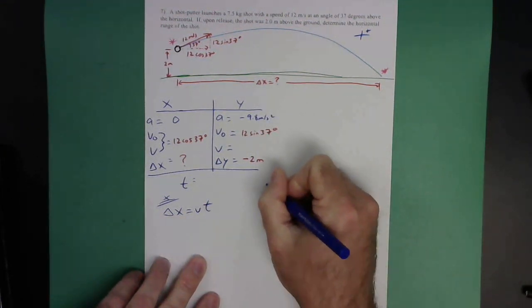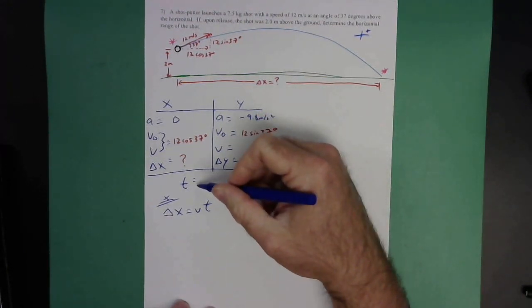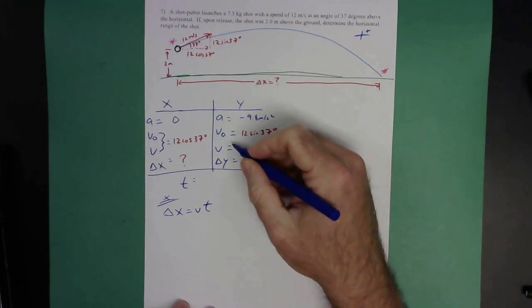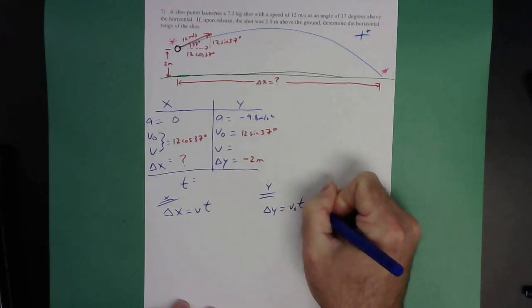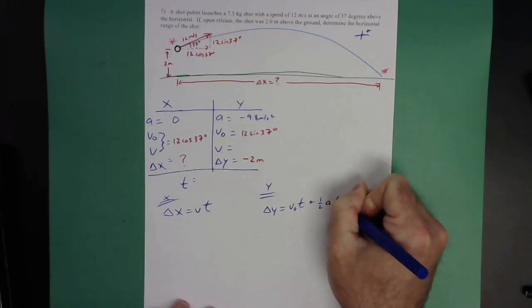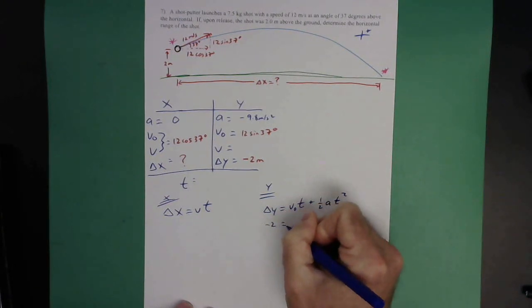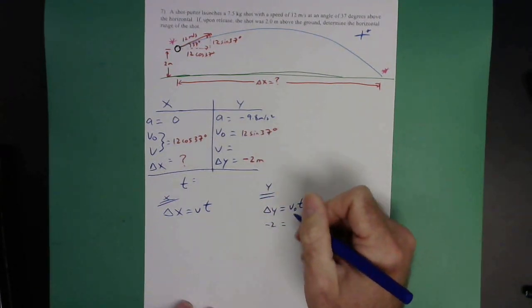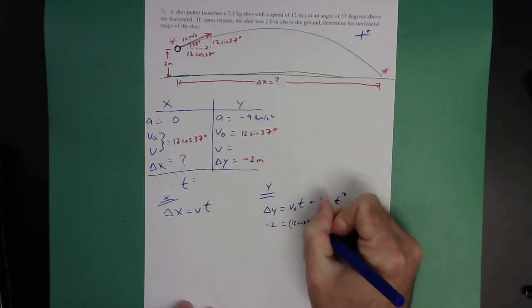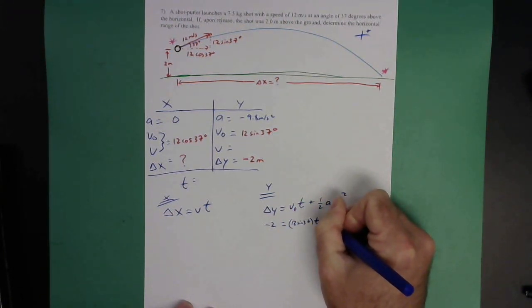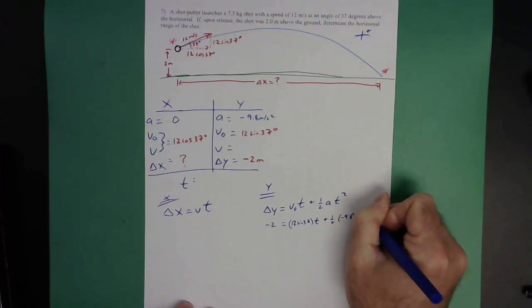So I go to the vertical axis. You say, I've got a, v naught, delta y, looking for t so that I can use it over here. I want the formula that doesn't have v. That is this one. Delta y is v naught t plus 1/2 a t squared. Substitute in my values. -2. Initial vertical velocity is 12 sine 37 times t that I don't know, plus 1/2 -9.8 t squared.